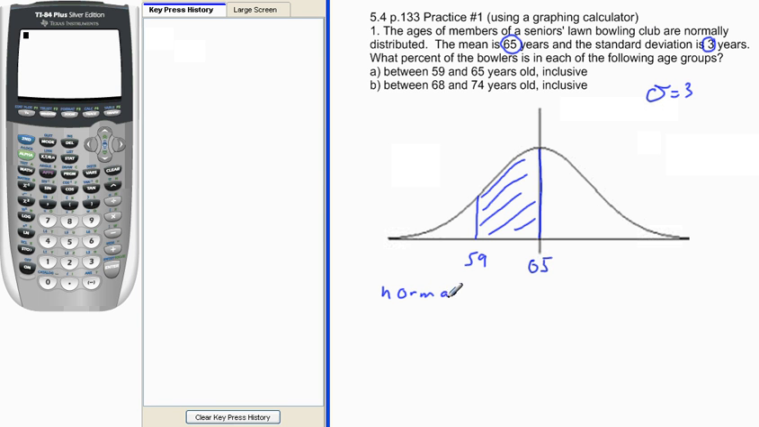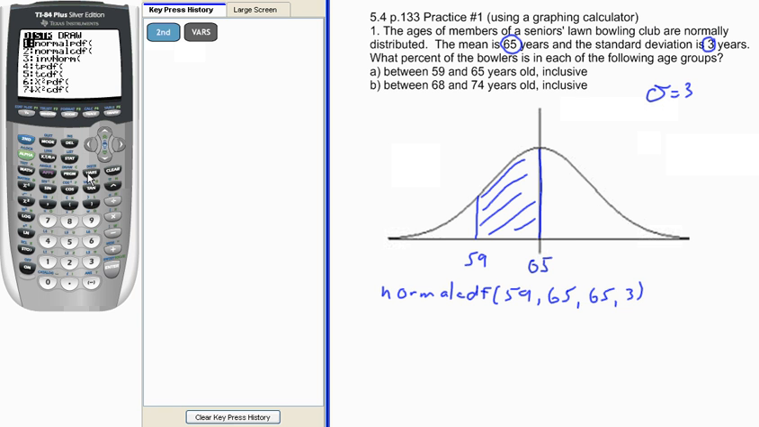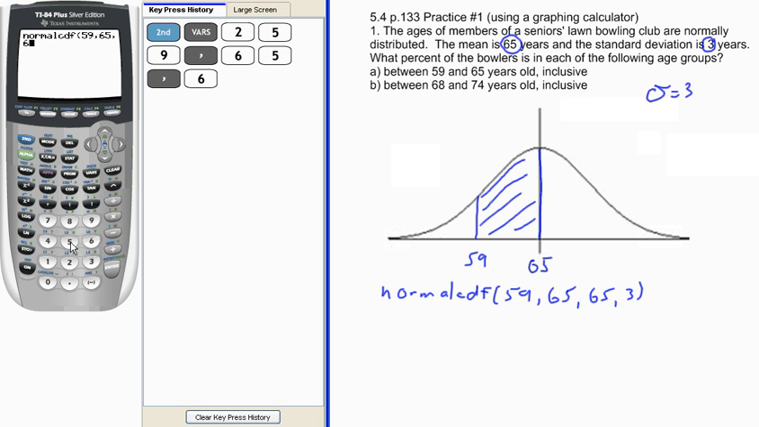So we will take normal CDF of the left bound, so in our case that would be 59, comma the right bound, in our case 65, comma the mean, which is also 65, comma the standard deviation, which is 3. So on our calculators, we can get to the normal CDF by going second distribution, number 2. Then we're going to type in our left bound, so 59, comma, our right bound, which is 65, comma the mean, which is also 65, comma the standard deviation, which is 3.